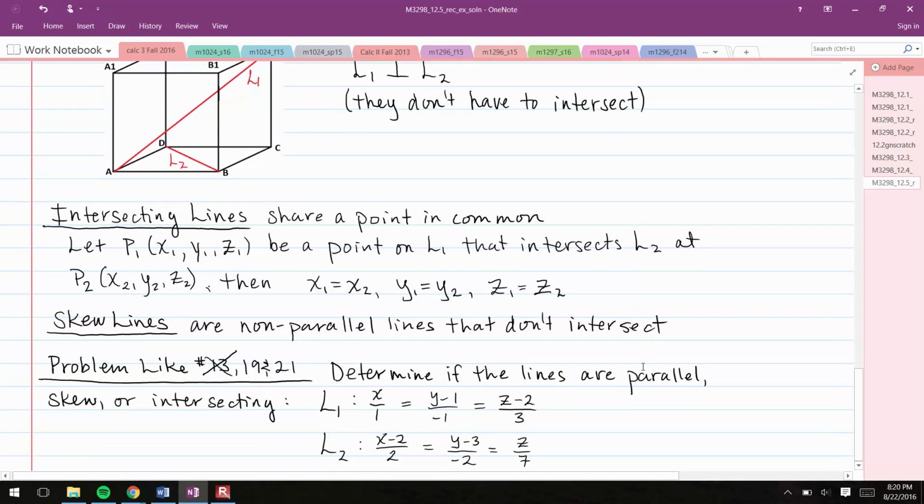Skew lines are non-parallel lines that don't intersect. That's something you can check by seeing where they intersect, assuming they intersect. And if you come up with a contradiction, then it means they're skew and they don't intersect.